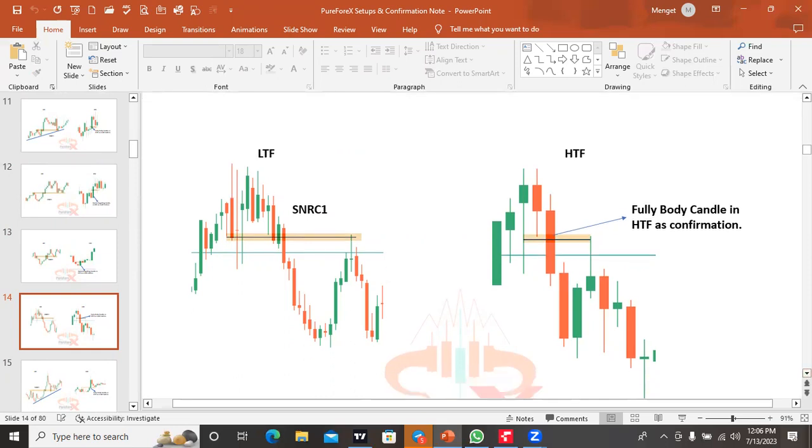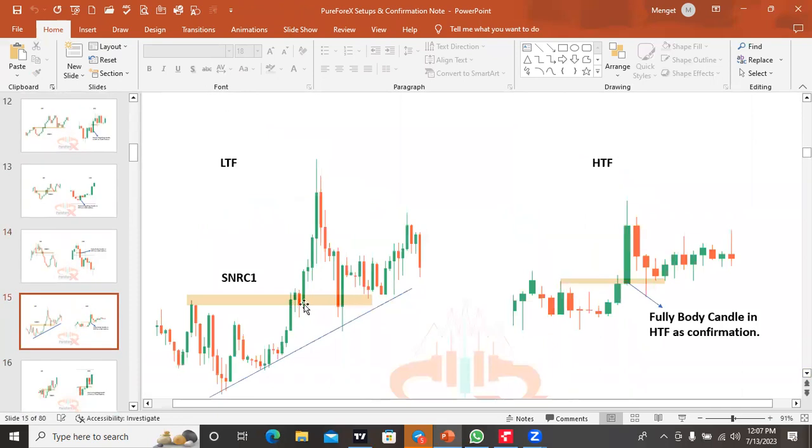So I think this example is enough. Let's check one or two. Yeah, this is another example of SNRC1. This is strong resistance aligned with what? Rally base rally. Price comes back, we sell. So what gives us confidence to take this setup? As usual, confirmation on the higher time frame.